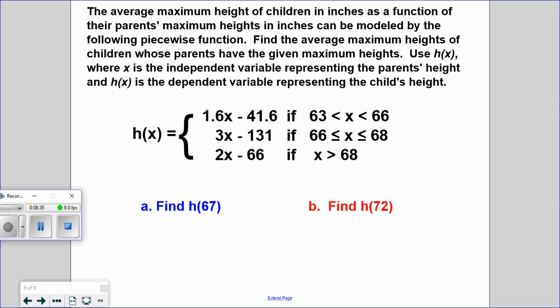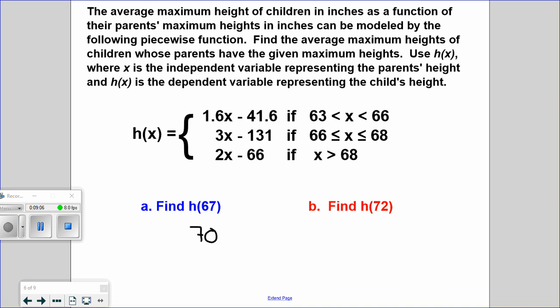All right, let's go ahead and check our answers here. Let's go with Ellie Goebel. On the h of 67, did you pick the first, second, or third equation? The second equation. Jude, what did you guys give for an answer then? 70. Very good. Seem appropriate? A little bit taller than their parents? I think that seems good.